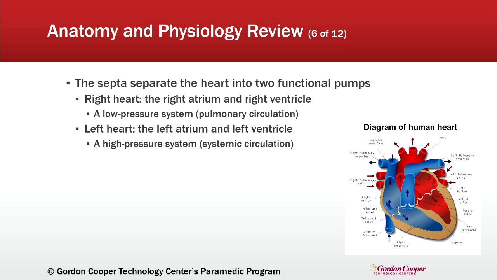So that septum in the heart plays an important role that we just talked about. So first we have the right atrium and the right ventricle, which together make up one of these pumps. Now that's often referred to as the right heart. It operates as a low pressure system known as the pulmonary circulation. And this means that the blood is sent to the lungs without needing to exert a lot of pressure, allowing for efficient oxygenation.